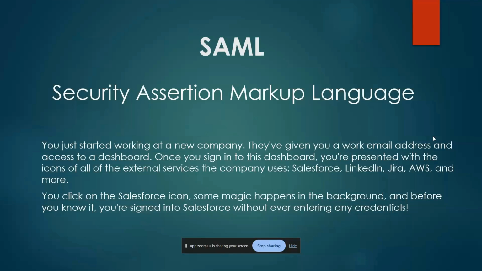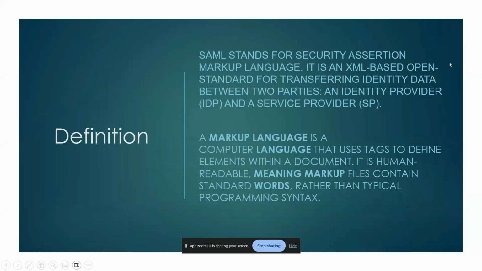One part of this is where your protocol helps you to perform single sign-on. SAML stands for Security Assertion Markup Language. Now, the definition: it's a security assertion markup language. Eventually you'll see this is a markup language which has assertions in order to provide security. It is an XML-based open standard for transferring data between two parties.